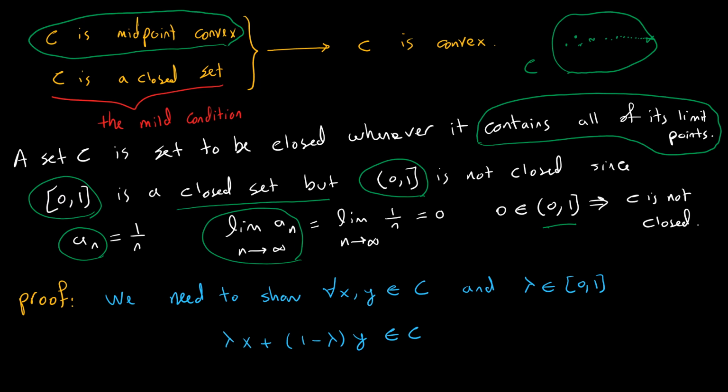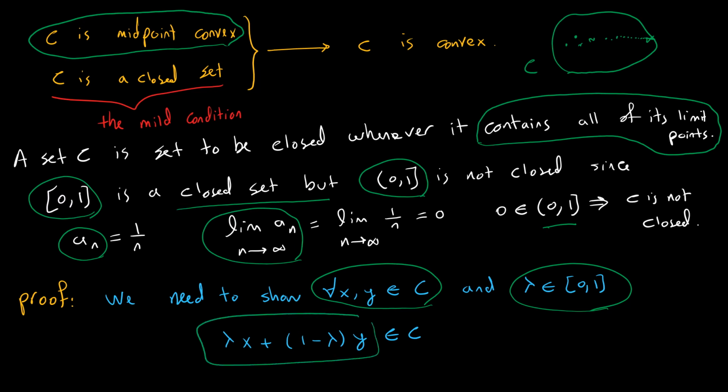So we need a closed set. Now, our goal is to show that a set that has the midpoint convexity property and also is closed has to be a convex set. So we need to take two arbitrary points x and y and any lambda and show that this point is in C. But before going to the detail of the proof, let me show you how this works pictorially.